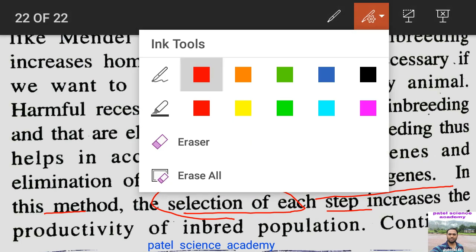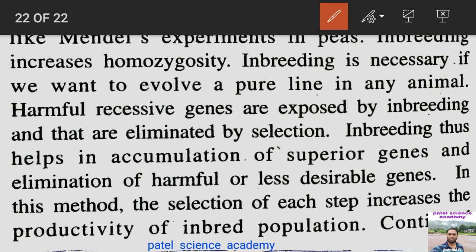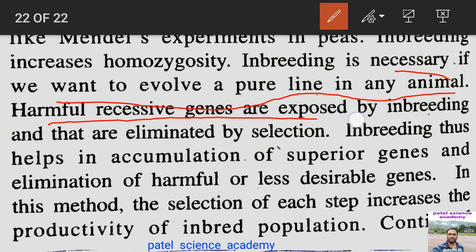So dear students, this is about the inbreeding process. A homologous pure lines strategy is followed, as in Mendel's experiments in peas. Inbreeding increases homozygosity, as I told you earlier, and inbreeding is necessary if we want to evolve pure lines in any animals. Harmful recessive genes are exposed by inbreeding and are eliminated by selection.